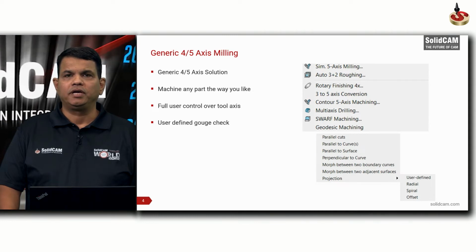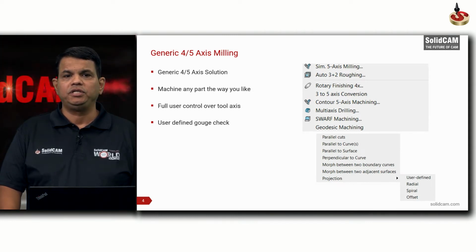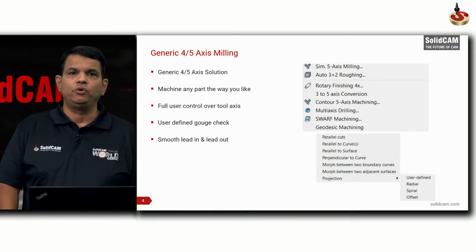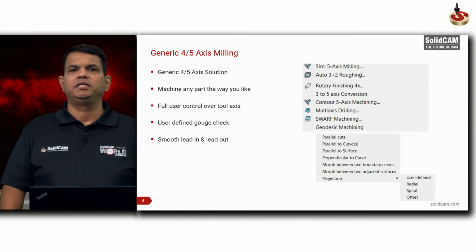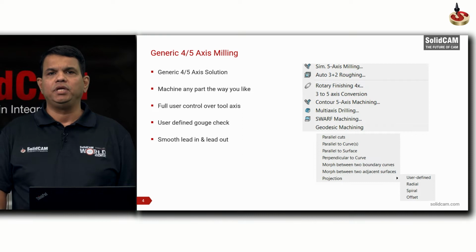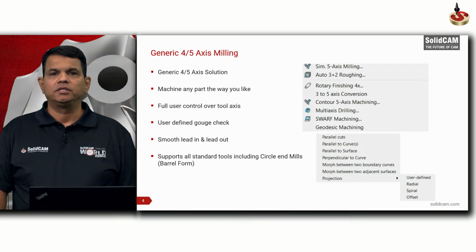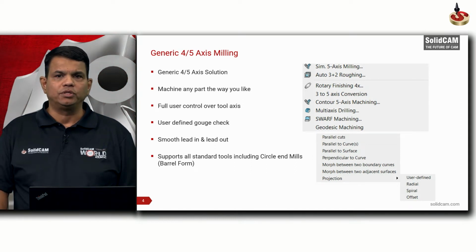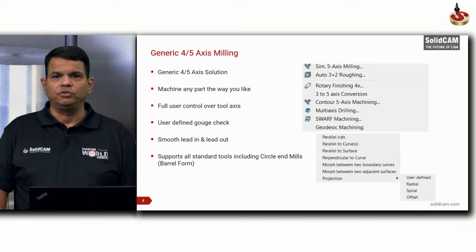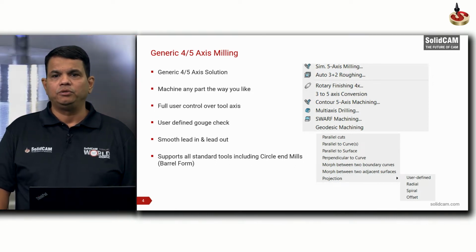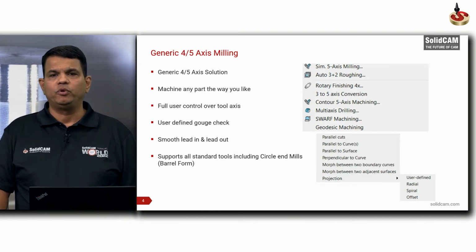There are user-defined gouge check strategies, smooth lead in and lead out. You can apply different types of lead in, lead out macros to the tool path. We support all standard tools, including the circle end mills, which are basically the barrel tools. And we have got several strategies and sub-strategies inside the generic 5-axis machining, like parallel cuts, parallel to curve, perpendicular to curve, morph between two boundaries, morph between two surfaces, etc. And users can even do engraving and stuff like that inside the generic 4 and 5-axis machining.